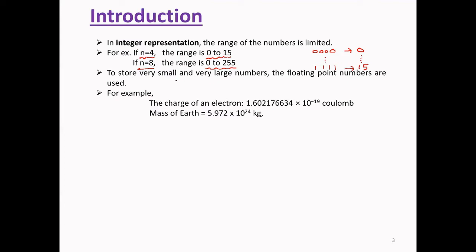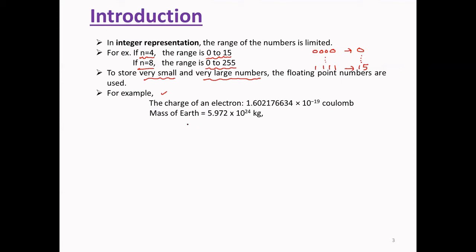But to store a very small number or a very large number, floating point numbers are used. Integers cannot represent that many large or that many small numbers. For example, the charge of an electron, 1.602176634 into 10 to the minus 19 coulombs. We cannot represent it in integer representation, right?